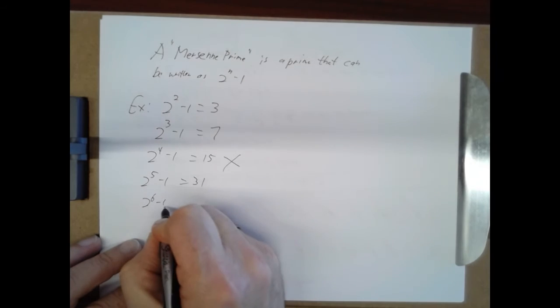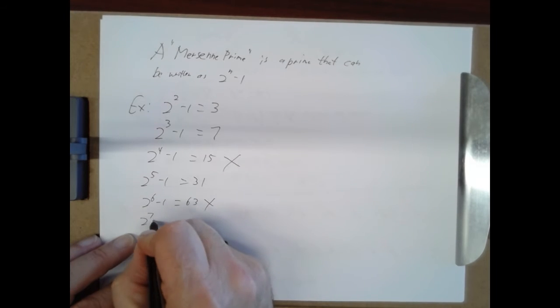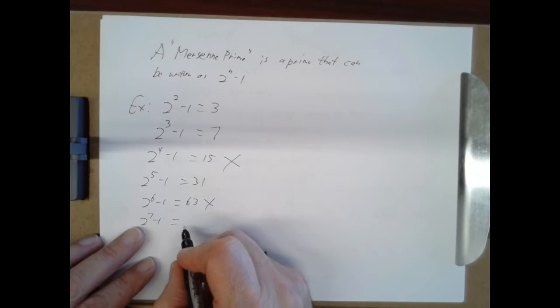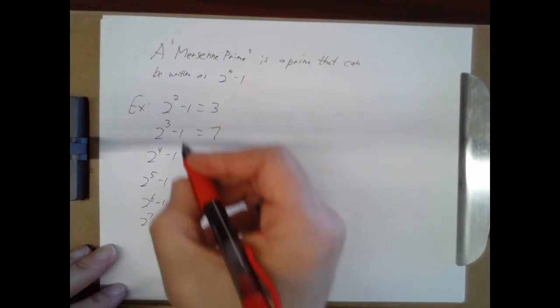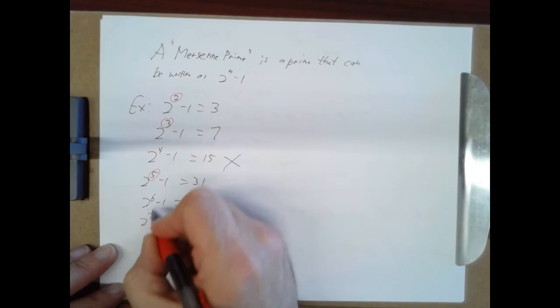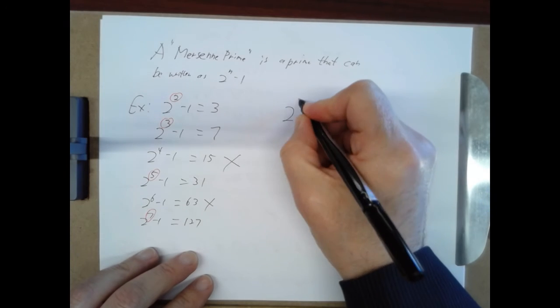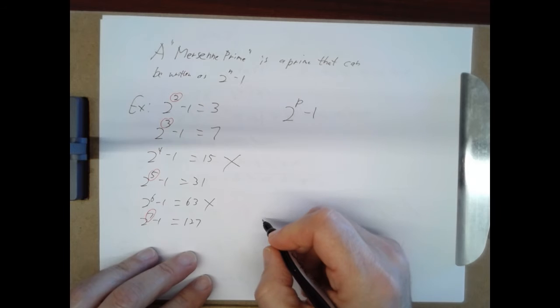2 to the 6th minus 1 is 63. That's divisible by 3, so it's not a prime. 2 to the 7th minus 1 is 127, and that's also a prime. And you may notice that in the cases where the result is prime, the exponent itself is also prime, which can lead you to wonder, if we take 2 and raise it to a prime power and subtract 1, do we always get a prime? And you don't, unfortunately.